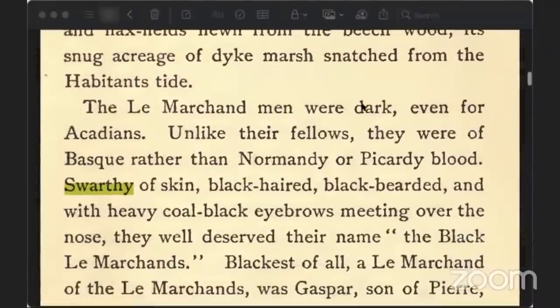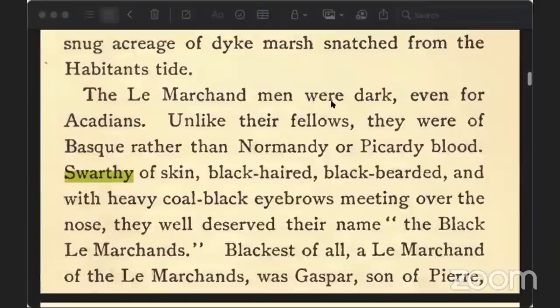The Lemarchant men were dark. Listen to this. The Lemarchant men were dark, even for Acadians. Yo, even for Acadians. Even though they're Acadians. These dudes are dark, man. You see what they're saying, right? Listen to the words. Even for Acadians, they were dark. That means Acadians were dark-skinned. They were known to be dark-skinned and very dark-skinned. But this particular group of men or family, the Lemarchants, were very, very dark complexion, even for Acadians, all right?